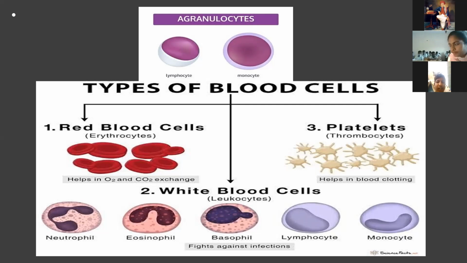Red blood cells, white blood cells, and blood platelets. Red blood cells are also called erythrocytes, white blood cells are also called leukocytes, and blood platelets are also called thrombocytes. Erythrocytes, leukocytes, and thrombocytes. Okay.